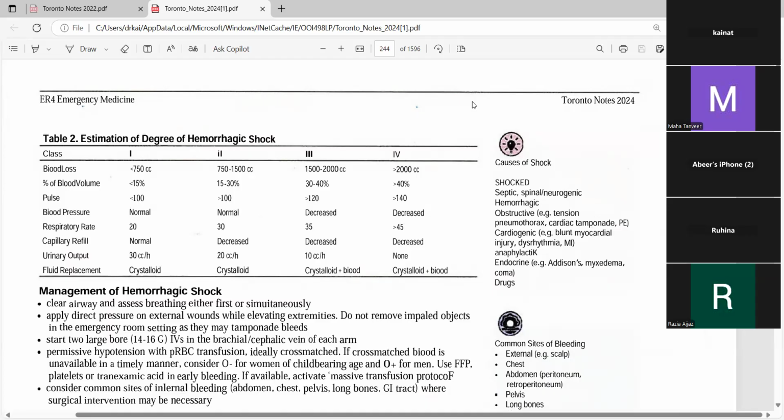Okay, so if the percentage of the blood volume lost is less than 15%, in that case the pulse is a little high, like less than 100, blood pressure is normal, respiratory rate is 20, capillary refill is normal, urine output is okay, fluid replacement is crystalloid. Now coming to the second one, it says 750 to 1500, percentage of the blood volume is 15 to 30%, pulse is more than 100, blood pressure is still normal. Respiratory rate is 30, getting a little bit higher, capillary refill is decreased, urine output is 20 cc, then the fluid replacement that we are going to do is crystalloid.